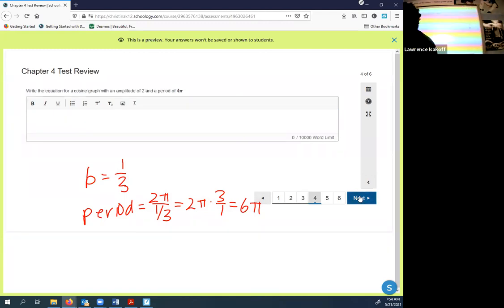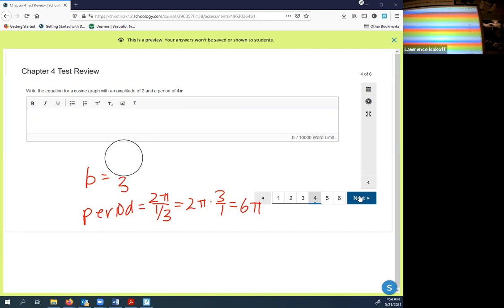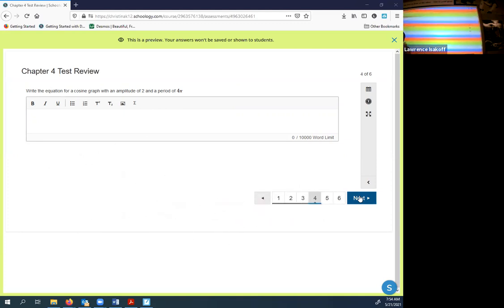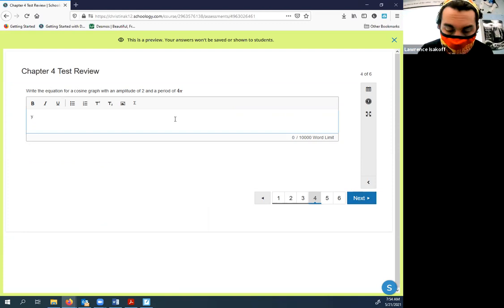So now we're going to work it backwards. We're going to write the equation of a cosine graph with an amplitude of 2 and a period of 4 pi. So the amplitude of 2 is super easy. So that's going to be y equals 2 times the cosine of, now the period's where it gets slightly trickier.